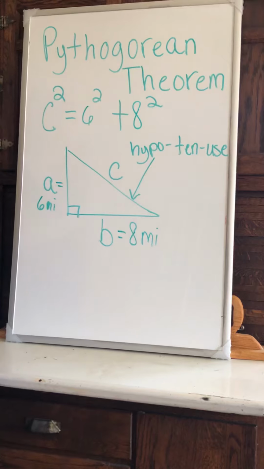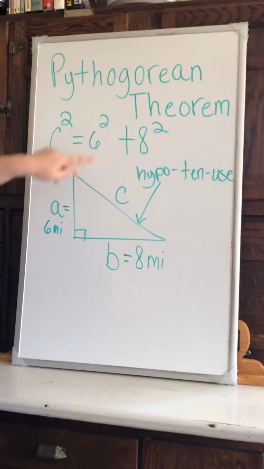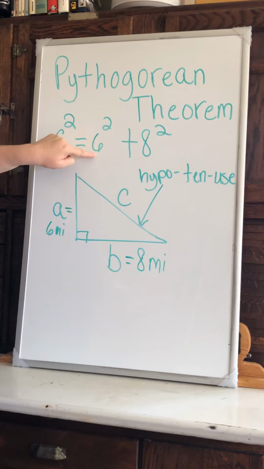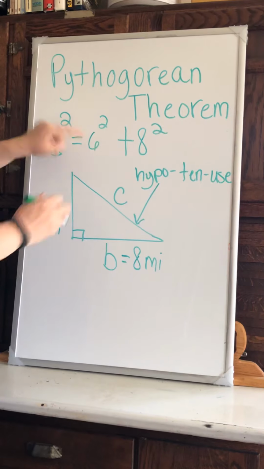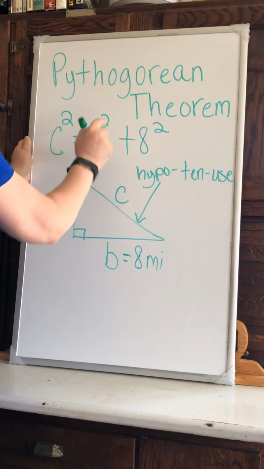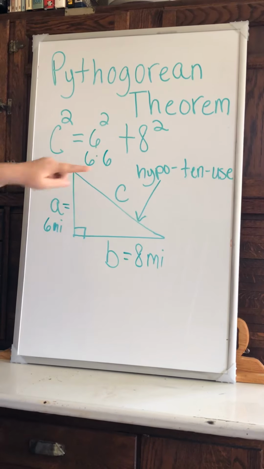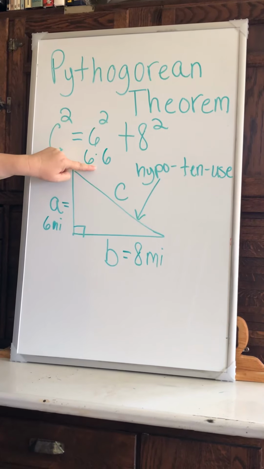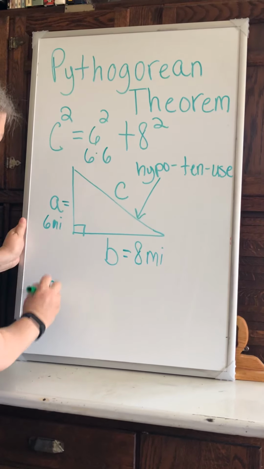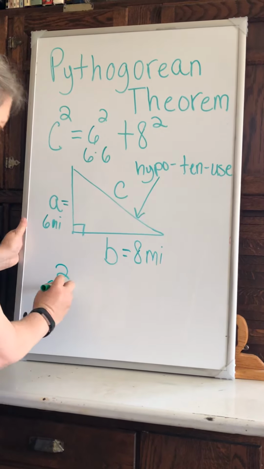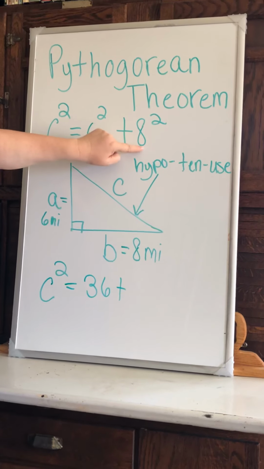Okay, so if you watched the last video on square roots and squares, then you'll know that for 6 squared, this is the base number, this is the exponent. You're going to take your base number and write it this many times, and put a multiplication sign in between. So our answer is 6 times 6, which equals 36. I'm going to bring all this down here. C squared, we still don't know what C is, equals 36 plus, now what is 8 squared?